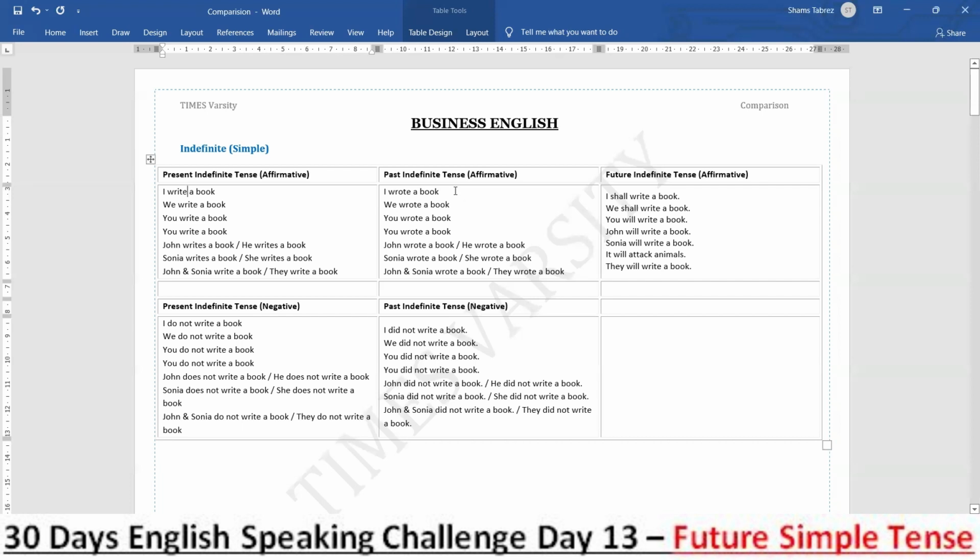So it is in present tense. Then past tense. I wrote a book. Because this alphabet A is used here as an article, an indefinite article. So yes, it should be A. So I write a book. I wrote a book.